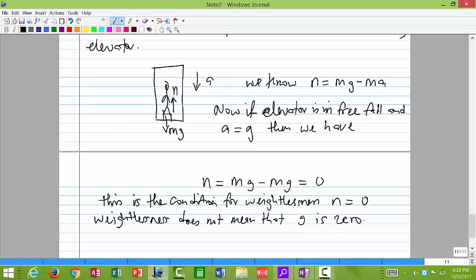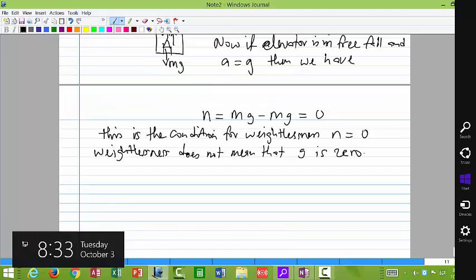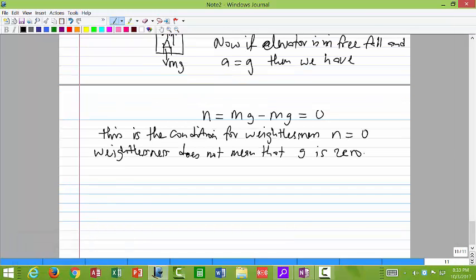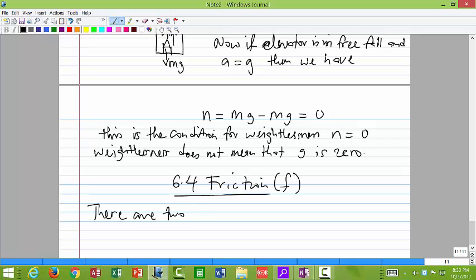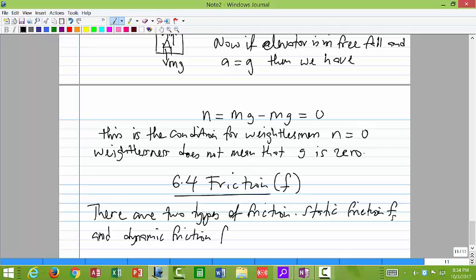Because let's just talk about friction quickly, and then we'll be done with this section. So the next force is friction. I'll use the squiggly F for friction. There are two types of friction. We have the static friction, F subscript S, and dynamic friction, F subscript K. Dynamic friction is the same as kinetic friction, so I'll say F subscript K for that.